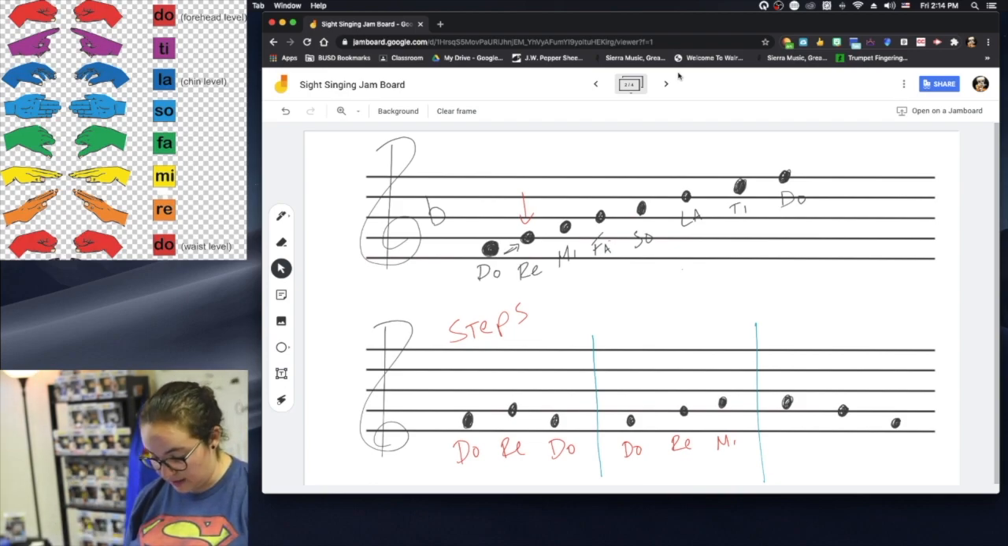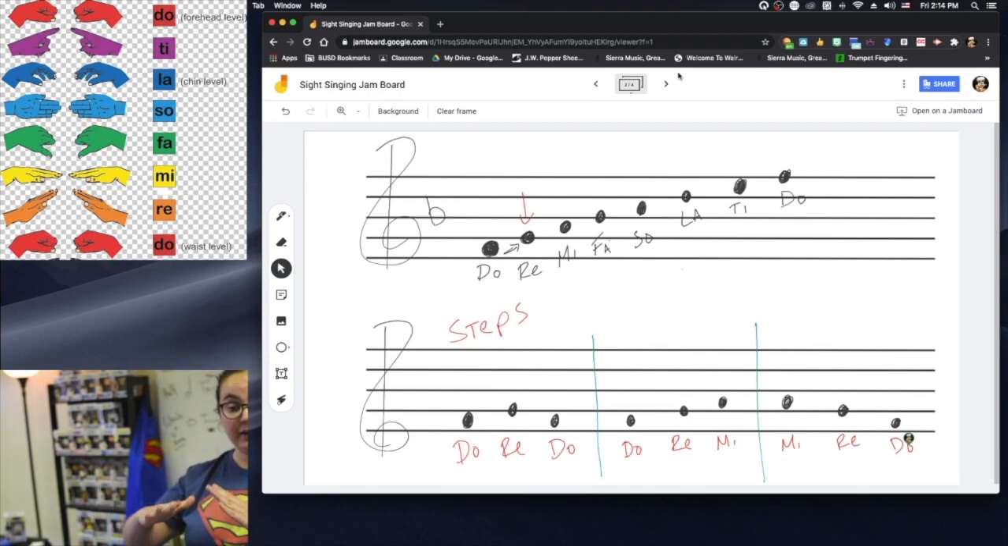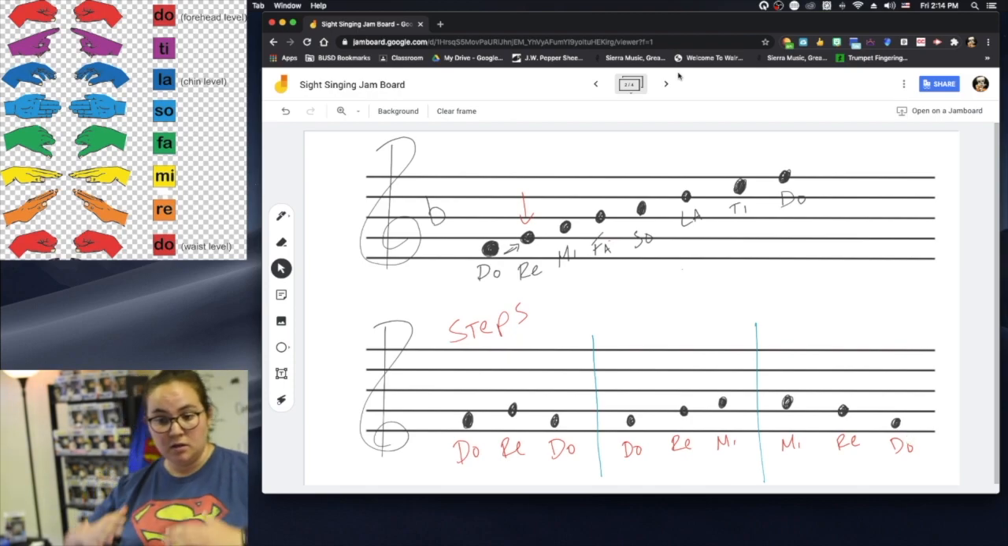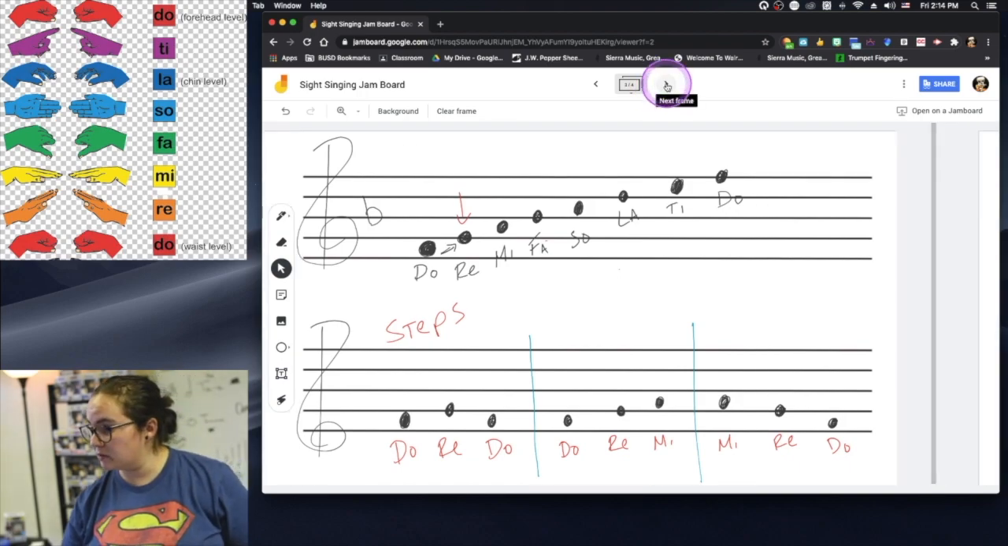So this is the last example. We left on the note mi. We're actually starting on the note mi, picking up where we were to return back to do. Mi, re, do. So those are notes that are going to be steps. They're all close together. Now, I'm going to go to our next one.